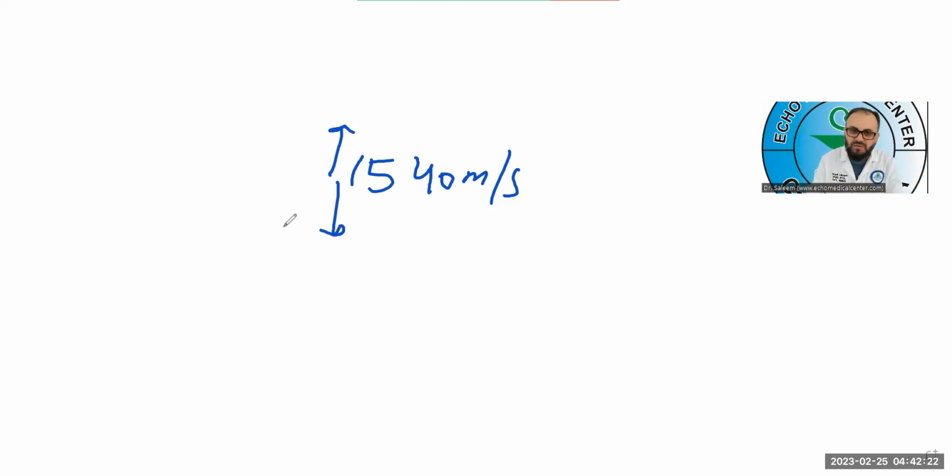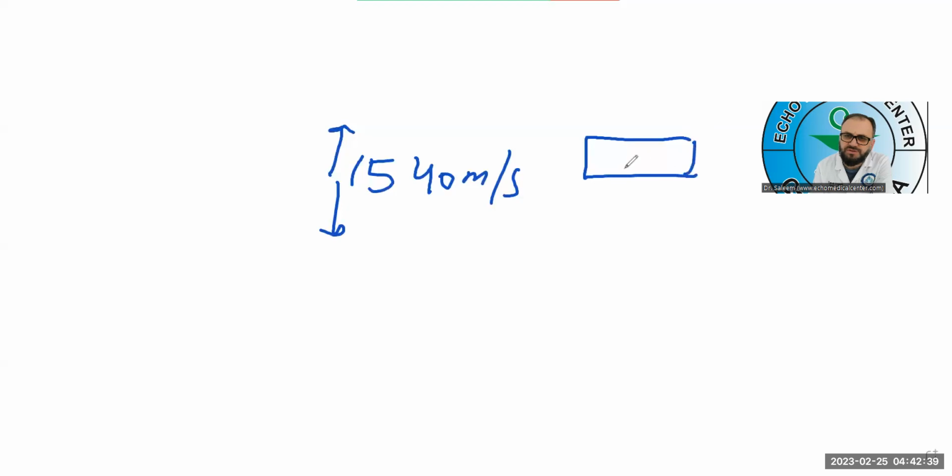So if the sound speed is either more than this or less than this, that will create an error picture, which is not the correct picture. That's an artifact picture in that case. So for example, let me give you an example too. Now, you're scanning from this point.